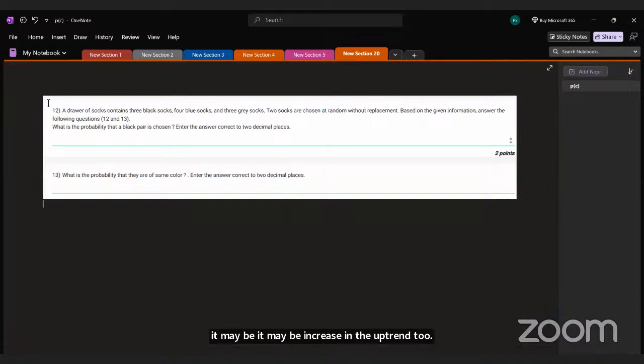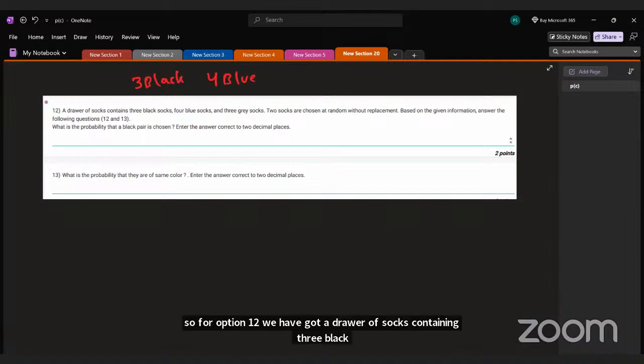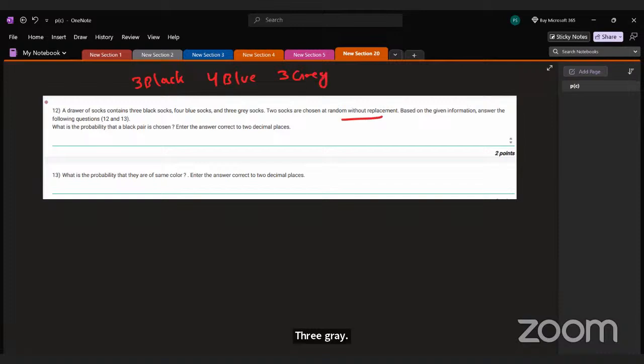Okay, so for question 12, we have a drawer of socks containing 3 black, 4 blue, and 3 gray. 2 socks are chosen at random without replacement. Based on the given information, answer the following questions 12 and 13. What is the probability that a black pair is chosen?